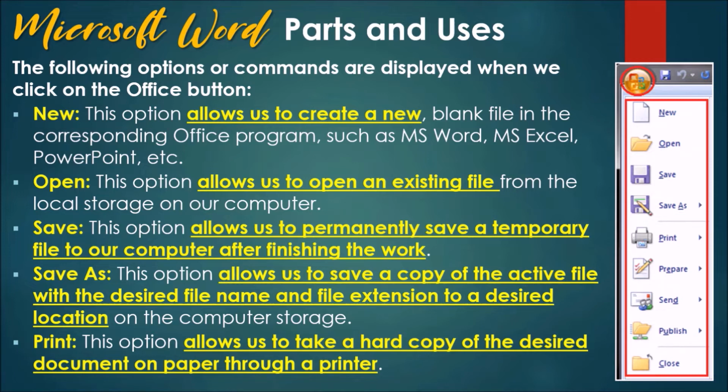This option allows us to save a copy of the active file with the desired file name and file extension to a desired location on the computer storage. Print. This option allows us to take a hard copy of the desired document on paper through a printer.